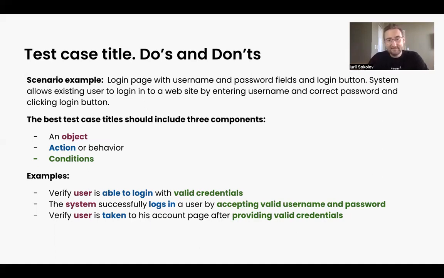By the way, all these examples are very decent examples of how we would write a test case title for this particular test scenario above, the one with the login page and username. All three examples are acceptable, and they're really good examples of how we would write a nice test case title. The third example is "Verify user is taken to his account page after providing valid credentials." Again, we have a subject, an action, and conditions.